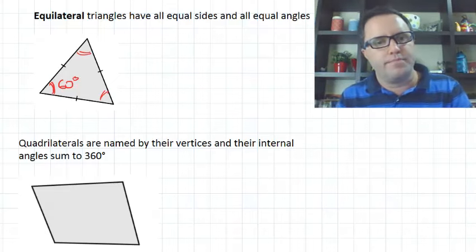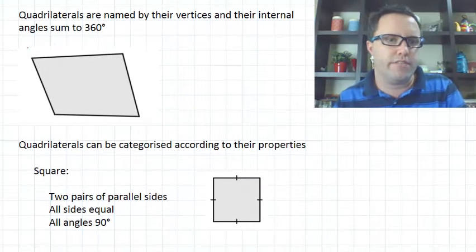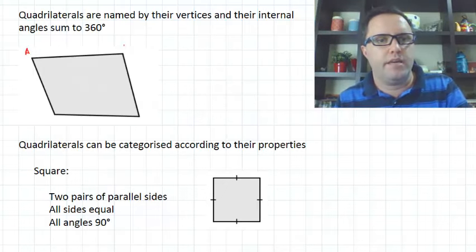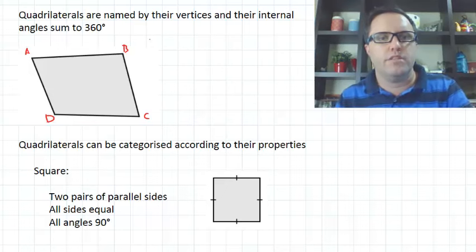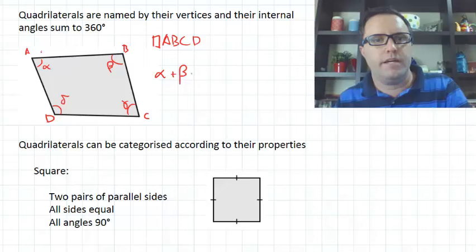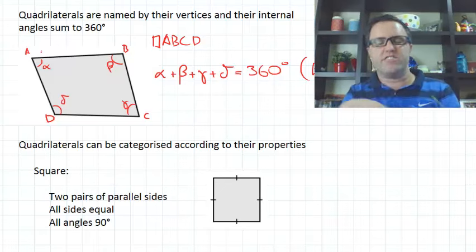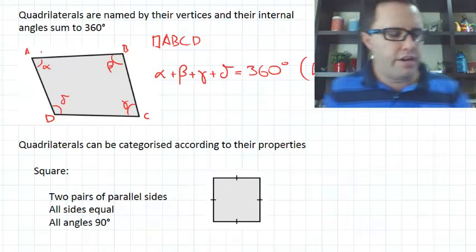Right. Quadrilaterals are also named by their vertices, and their internal angles sum up to 360. So you have A, B, C, and D. So that would be quadrilateral ABCD. And if this was angle alpha, angle beta, angle gamma, and angle delta, we would say that alpha plus beta plus gamma plus delta is equal to 360 degrees because of the internal angles of a quadrilateral rule. Okay, so that's all the kinds of different symbols you need to be aware of for this sort of geometric reasoning stuff.